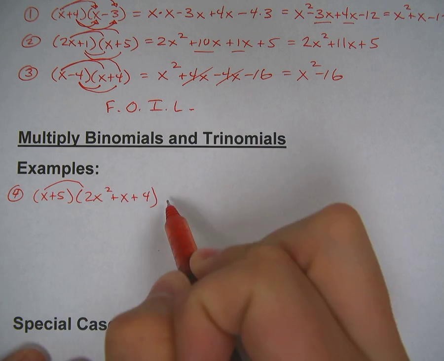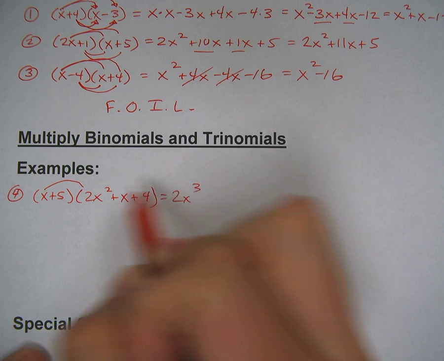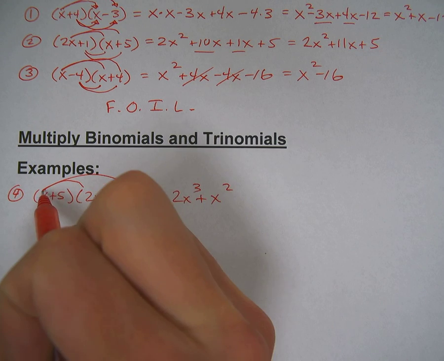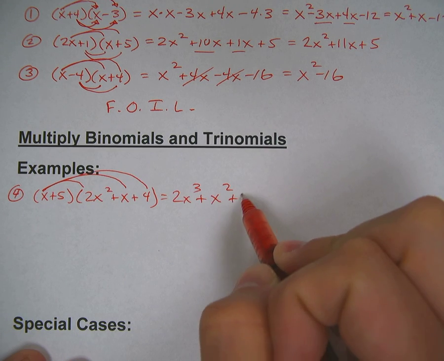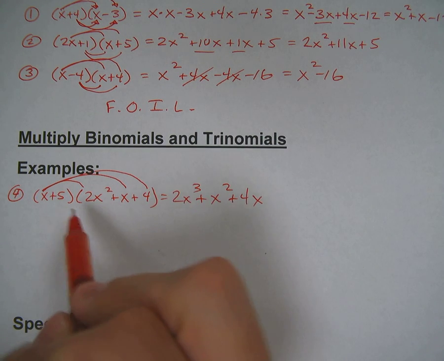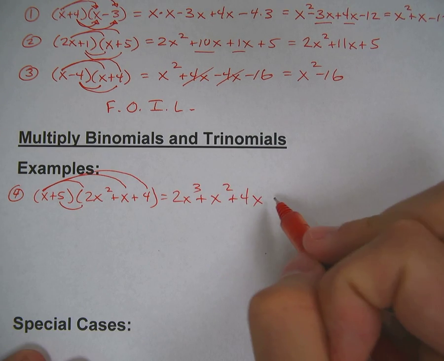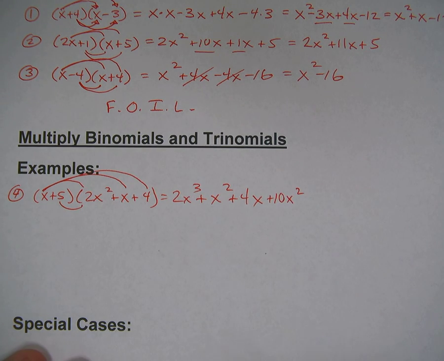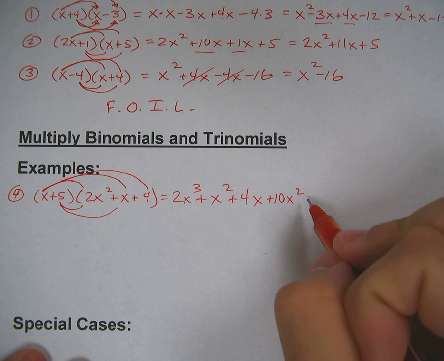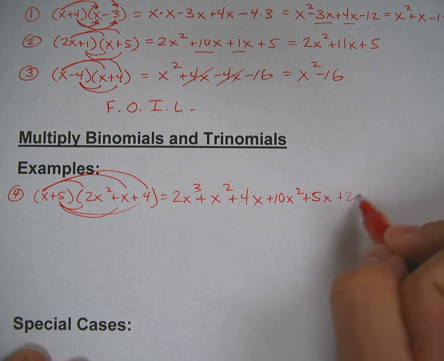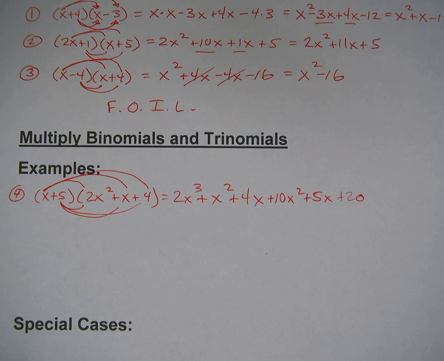So x times 2x squared is 2x to the third. X times x is x squared. And x times 4 is 4x. Then I'm going to take this 5 and do the same thing. So 5 times 2x is 10x squared. 5 times x is 5x. And then 5 times 4 is 20. So we have a bunch of terms. We have 6 of them, actually.